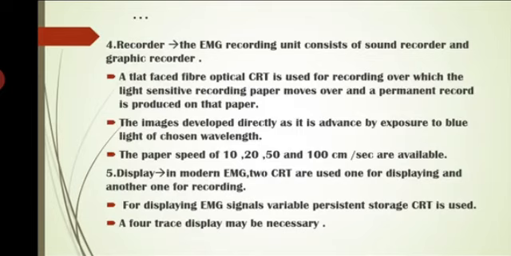In recorders, the EMG recording unit consists of a sound recorder and a graphic recorder. A flat-faced fiber optic CRT is used for recording, over which the light-sensitive recording paper moves. A permanent record is produced on the paper. The image is developed directly as it is advanced by exposure to blue light of chosen wavelength. Paper speeds of 10, 20, 50 and 100 centimeters per second are available.